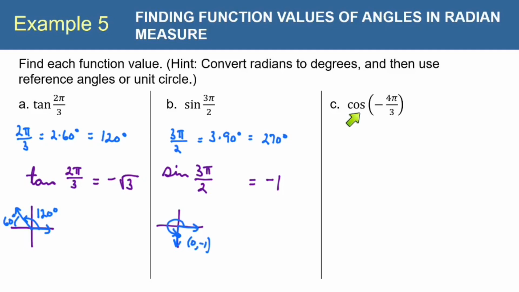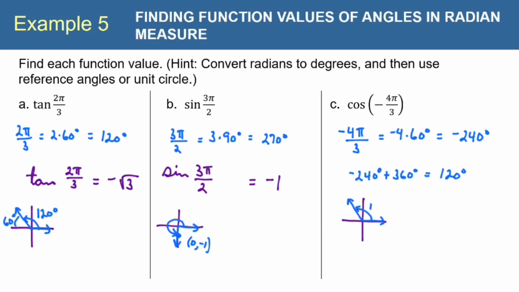And then for part C, we have the cosine of negative 4 pi over 3. So let's get a degree equivalent for negative 4 pi over 3. We know that pi over 3 is equivalent to 60 degrees. So negative 4 times 60 degrees is going to be negative 240 degrees. Now, you could probably draw that on a coordinate system, but let's go ahead and add 360 degrees to it to get a positive angle, because those are just always easier to draw.